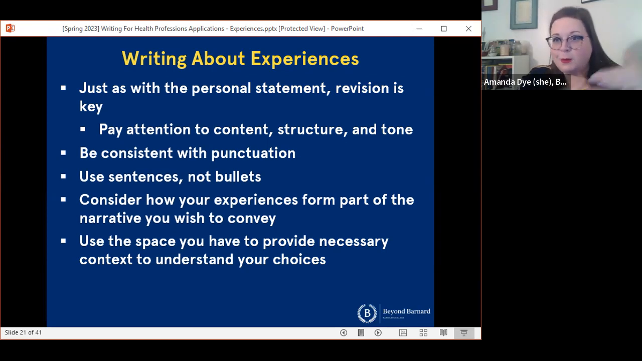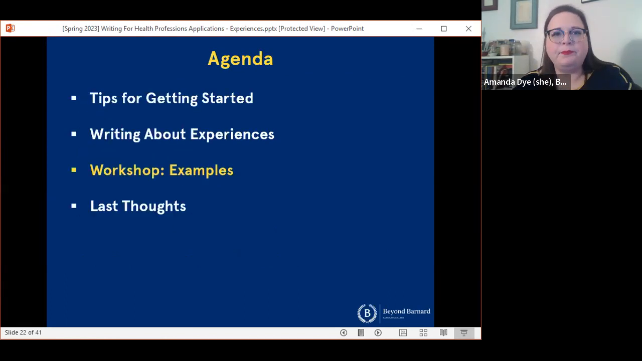It's not expected that they're going to be linear, where one leads to the next, right? It might be more of a web, a constellation of different experiences, but you want the reader to be able to understand the connections after reading your application. And again, this is a space that really helps you to contextualize your application. It's going to help the reader understand the choices that you've made, because you're presenting those engagements, those activities, with an eye toward what you've learned from them.